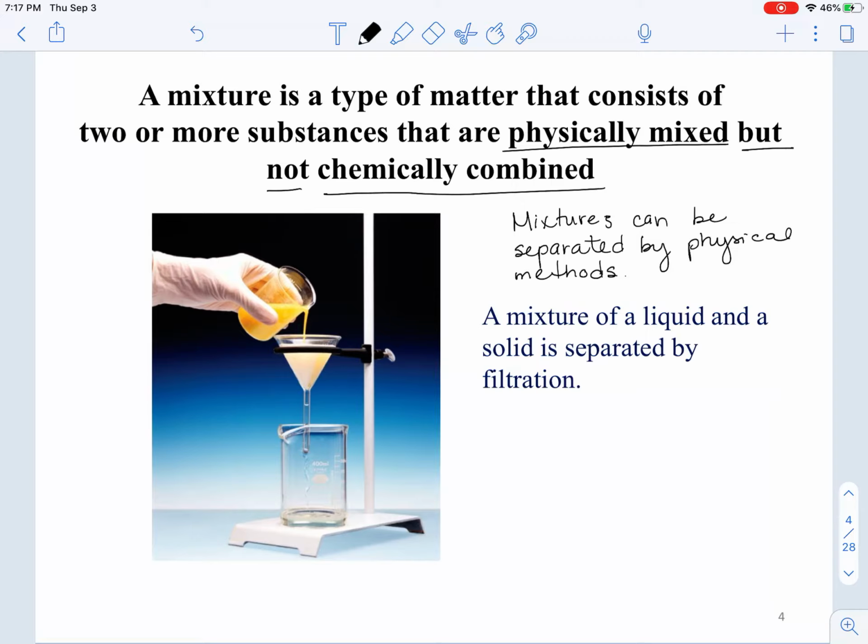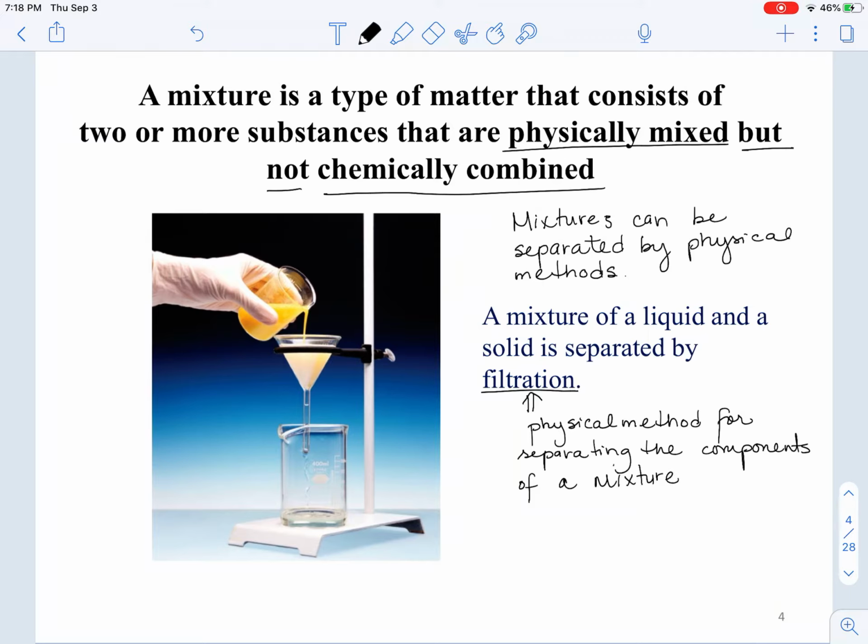of a mixture. So, to give you guys an example, okay, of a physical method, here in the image that we have on the left, we have an illustration for filtration. And again, filtration is a physical method for separating the components of a mixture.